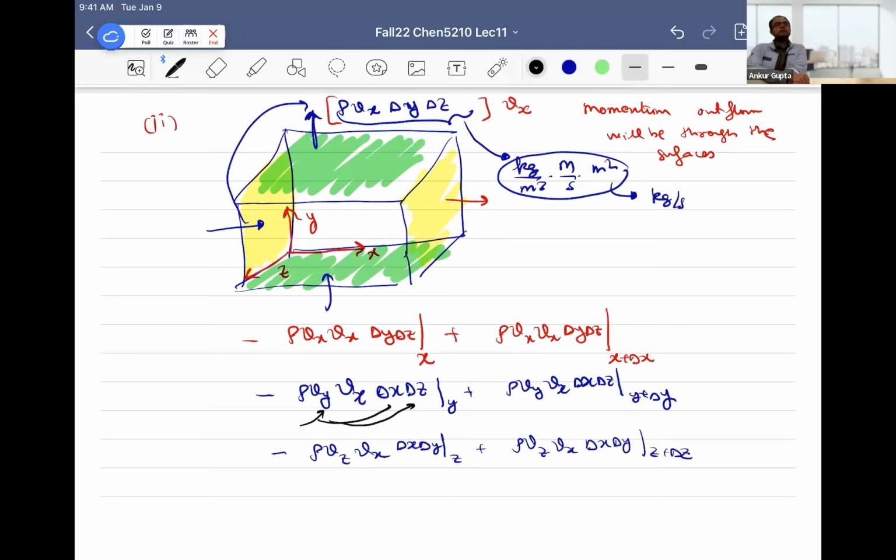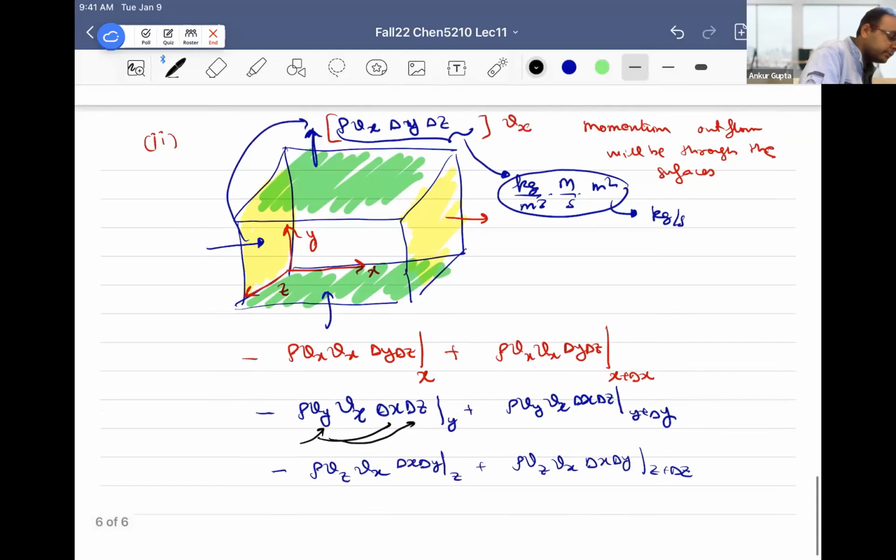Any questions on this momentum outflow term? All good? I think everybody is comfortable with this, and the units can sometimes help. Kilograms per second times velocity is the rate of change of momentum, same units. All right, let's keep going.